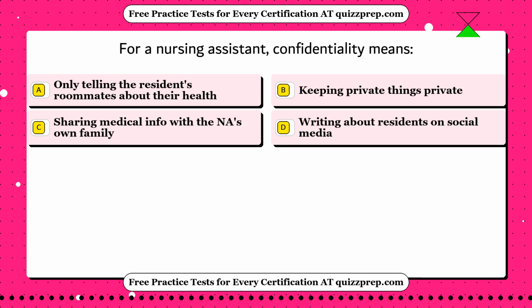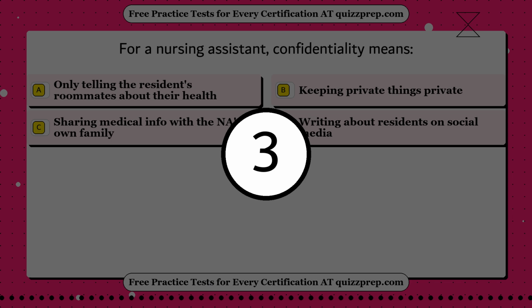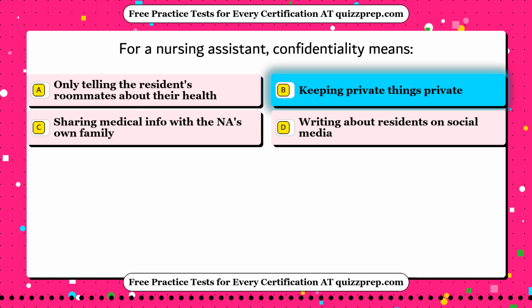Question 73. For a nursing assistant, confidentiality means: Option A, only telling the resident's roommates about their health. Option B, keeping private things private. Option C, sharing medical info with the NA's own family. Option D, writing about residents on social media. The correct answer is option B, keeping private things private.